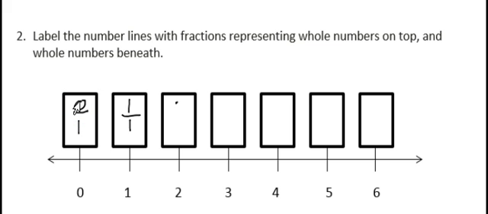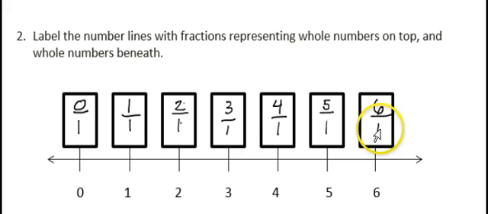2 wholes would be 2/1 because that means 2 wholes. 3 wholes is 3/1. 4 wholes is 4/1. 5 wholes is 5/1. And 6 wholes is 6/1. So each whole number can be written as a fraction over 1, and the denominator again means 1 whole.